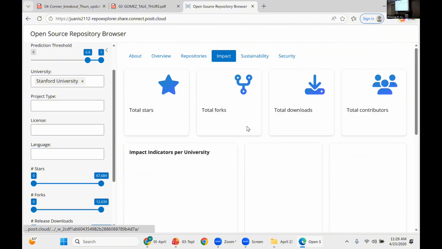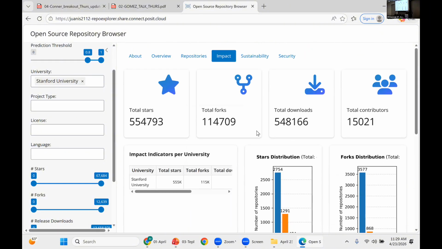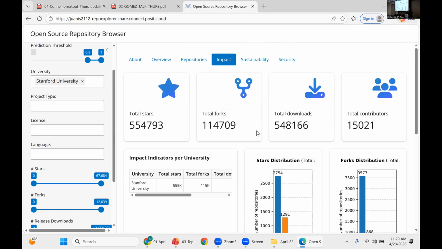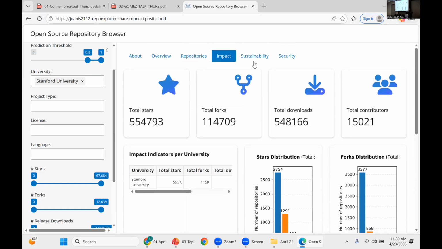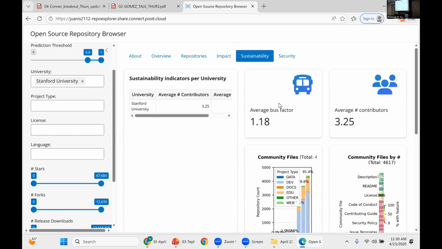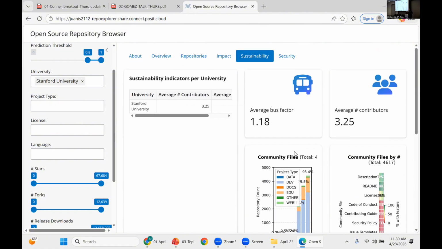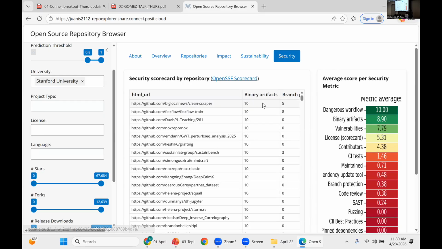And then I have other tabs that show the impact. I'm not going to go too deep into this, but basically I'm collecting just raw impact indicators from GitHub right now. I'm hoping to make this better. Sustainability, things like the bus factor, the average number of contributors, the presence of community files. Sorry about this glitch. Need to fix that. And security.